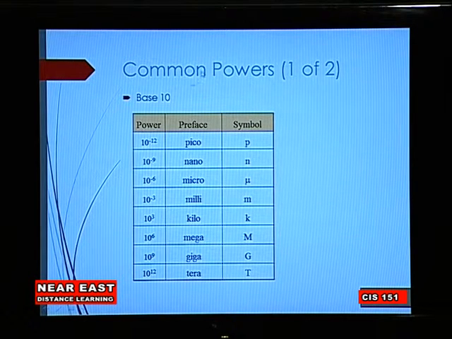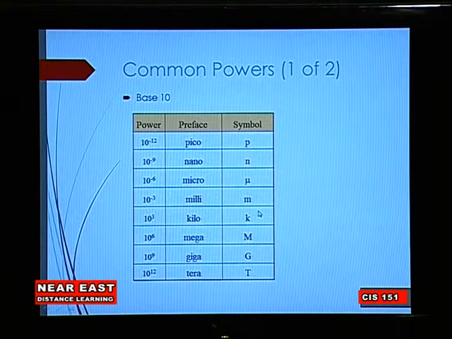So, common powers in base 10. Base 10 to the power minus 12 is pico, and the symbol will be p. Base 10 to the power minus 9 is nano, which we write as n. Base 10 to the power minus 6 is micro, and the symbol is µ. 10 to the power minus 3 is milli, and the symbol will be m, and so on, as we see here.